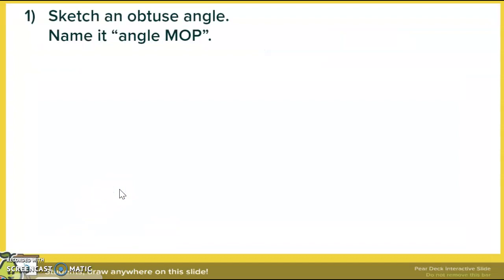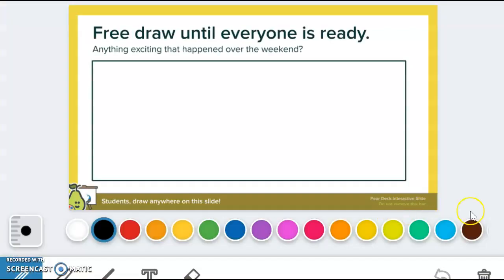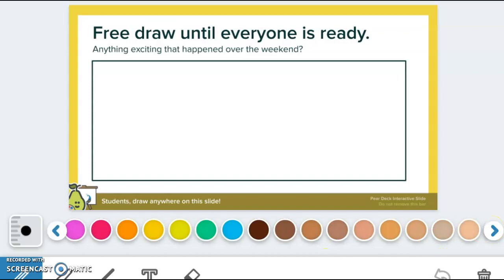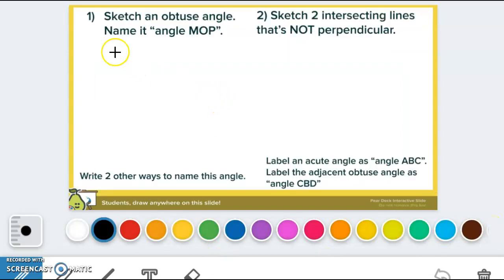Okay, so then the first Pear Deck activity is I am going to ask you to sketch an obtuse angle right underneath. Keep it to the left half of the screen. Can you sketch an obtuse angle and name it angle MOP? And for that, I'm going to move over to Pear Deck. So here we go. That was the first free draw. Next, I'm going to ask you to sketch an obtuse angle, name it angle MOP.